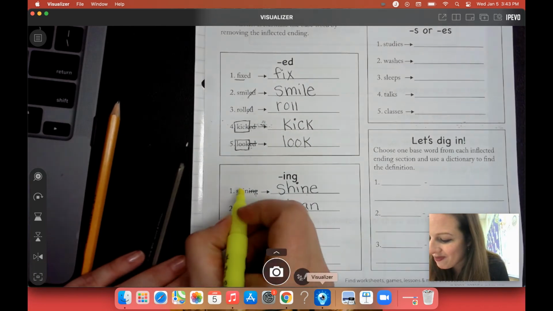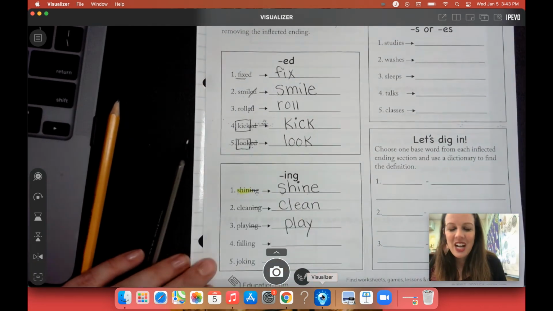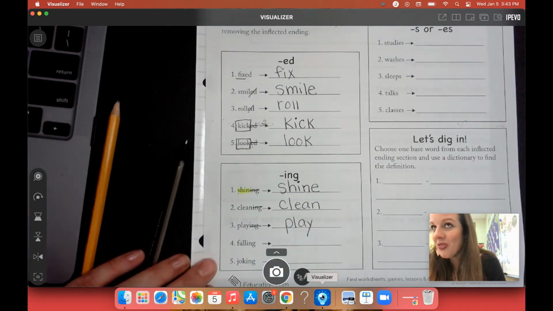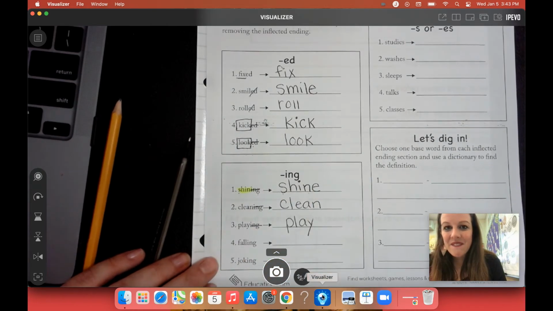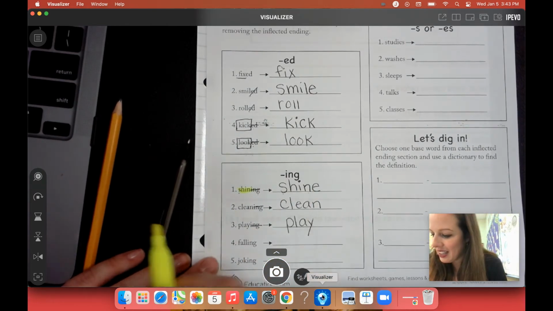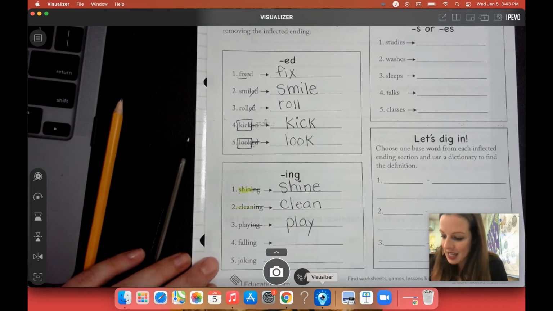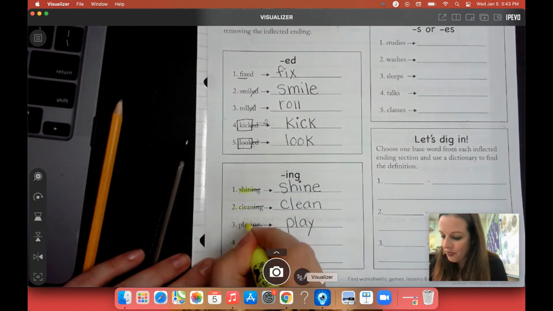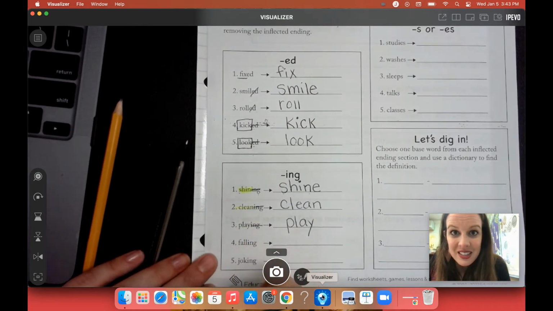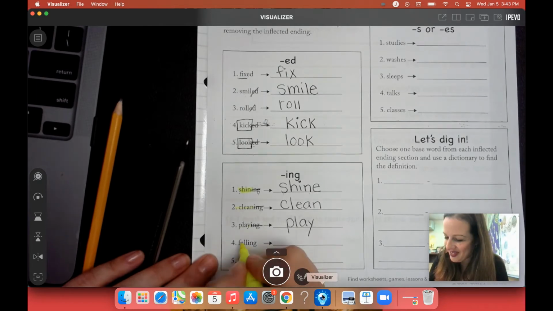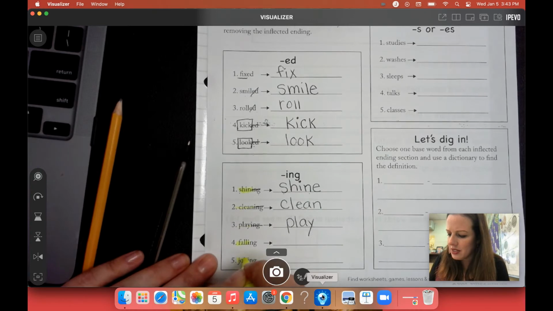In shining, SHIN gives me part of the word that I need for the base. In cleaning, the word clean is the base. In playing, the word play. In falling, the word fall. And in joking, the word joke.